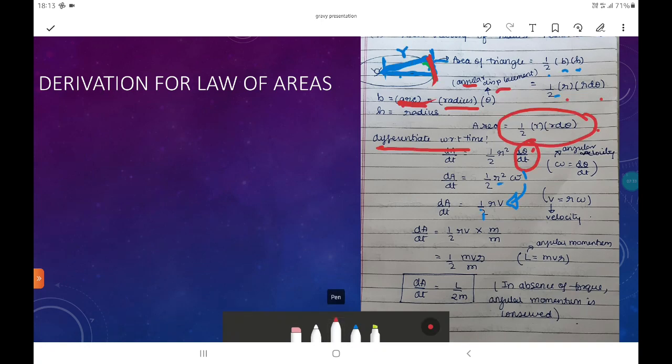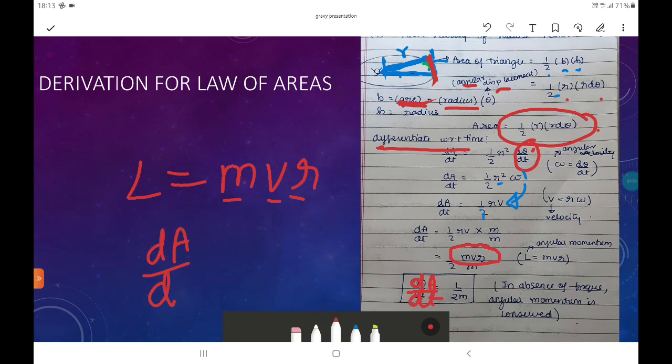Now you need to multiply and divide by m, so you will get m v r above. Now I said in the lecture itself that angular momentum is nothing but mvr, that is mass into velocity into radius. So your dA by dt is equal to L upon 2m. Like that you derive this for the law of areas.